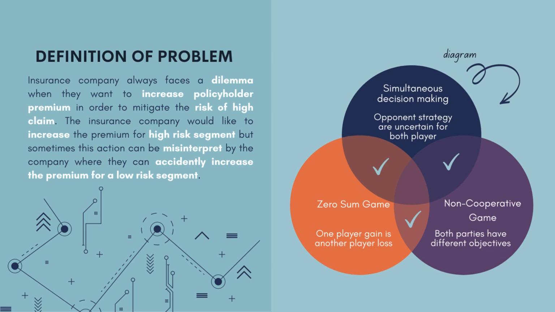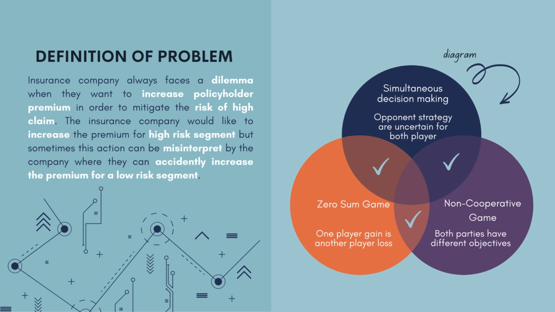Again, as I mentioned in the title, this game is about the premium increase dilemma, because it is a dilemma. Every month, when each policyholder is approaching the expiry date, the insurance company always faces a dilemma because they are not sure whether they should increase the policyholder's premium or not. Why do they need to do this? Because this is to mitigate the risk of high claims. When a high claim occurs, the company definitely will experience a loss most of the time. So this is the main issue in insurance.